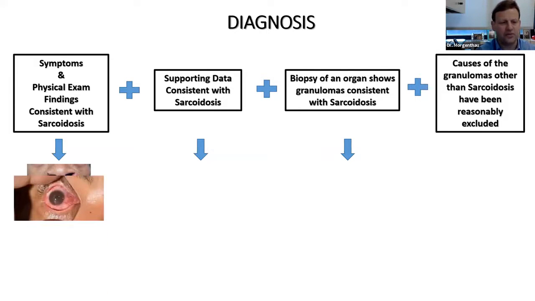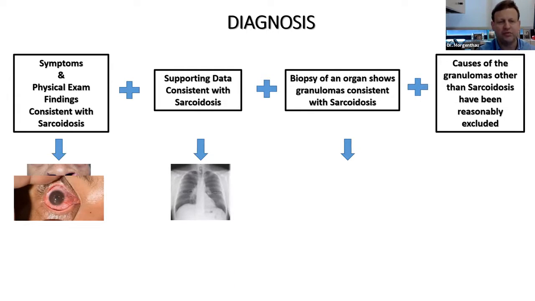But it doesn't have to come in the form of skin disease. Patients can have eye problems. As many of you know, you can have uveitis. This is a person with anterior uveitis, and their manifestations of disease can come in this format.